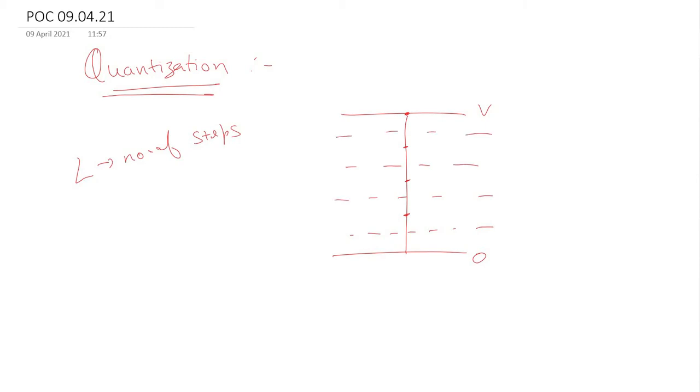So L would be the number of steps, or you can say the number of quantization levels. Any sample value which is coming in this range will be quantized to this point. Any sample value coming in this range will be quantized to this. Similarly, any sample value coming in this range will again be quantized to this level, and so on. So this is the overall process of quantization. That means we are limiting the number of samples from infinite to a finite value that is equal to the number of quantization levels.